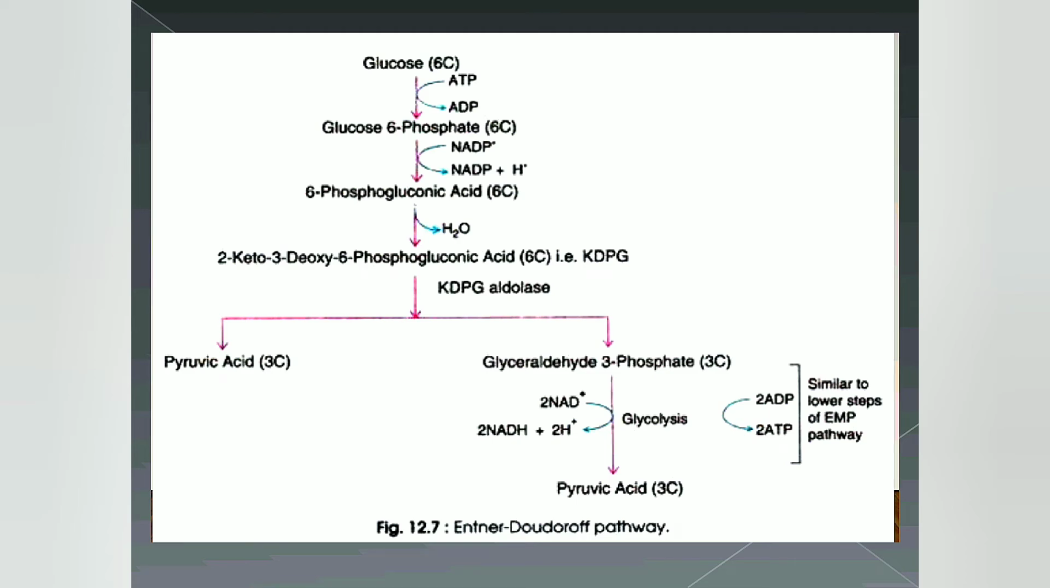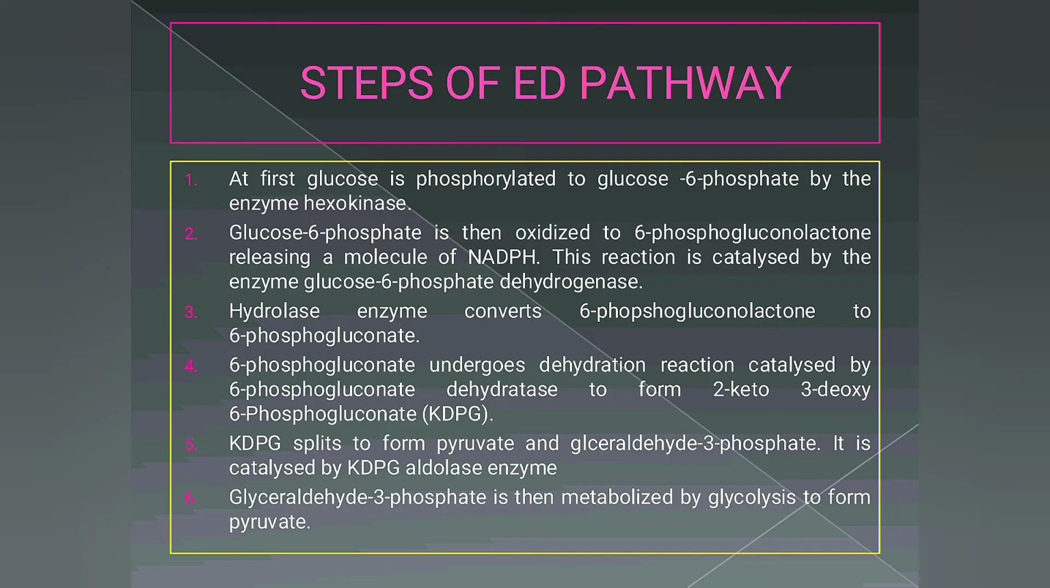At first, glucose is phosphorylated to glucose 6-phosphate with the help of the enzyme hexokinase. Second, glucose 6-phosphate is converted into 6-phosphogluconolactone with the help of the enzyme glucose 6-phosphate dehydrogenase. Then the 6-phosphogluconolactone is converted into 6-phosphogluconate.